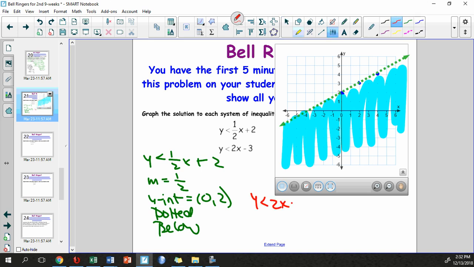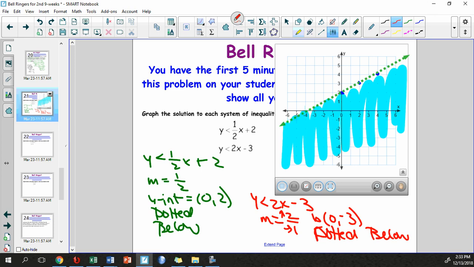So y is less than 2x minus 3. That means my slope is going to be 2/1. That's up 2 and to the right 1. And my b value is going to be (0, -3). It is going to be a dotted line as well. And the shading is going to be below.